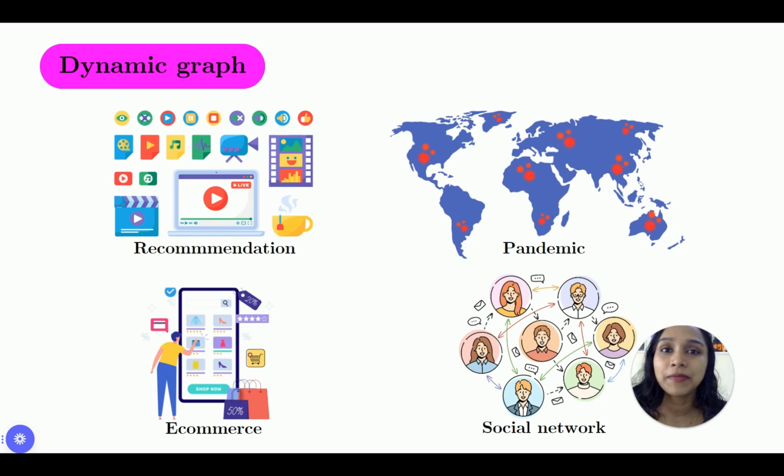Next is the e-commerce platform, where there are millions of users and items. These users and items interact with each other at every instance of time. There can be multiple events that can happen in an e-commerce platform, like when I enter the platform, I log into the platform.